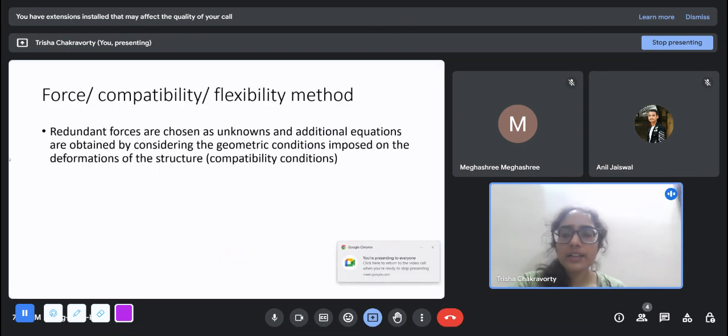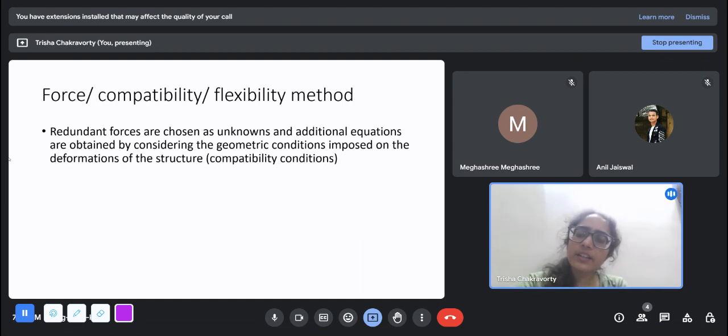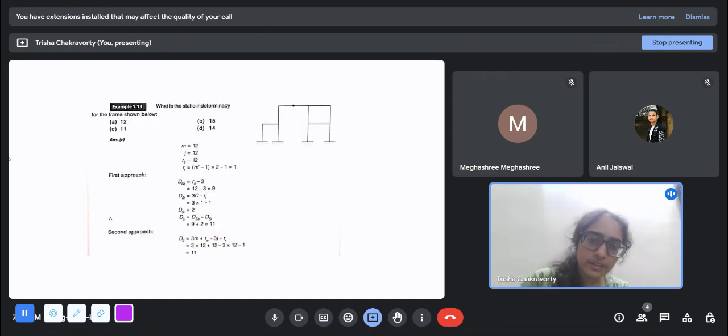Okay, so redundant forces in the compatibility or the flexibility method. What are the redundant forces again? Suppose there are 4 unknown support reactions, and you have 3 equations of equilibrium. So we have one support reaction that we could do without. For the stability of the structure, we could take away one support reaction and still call it a stable structure.